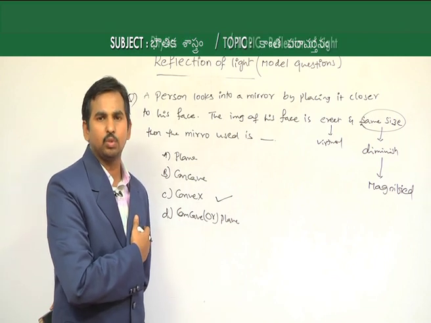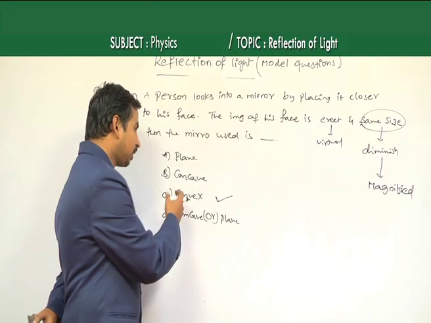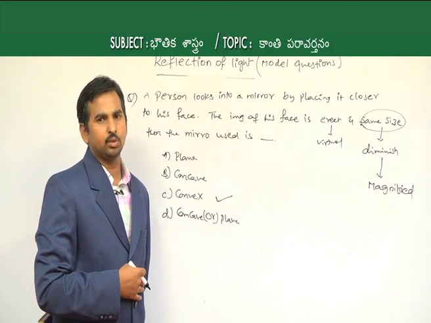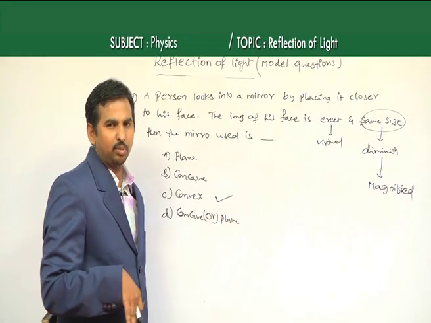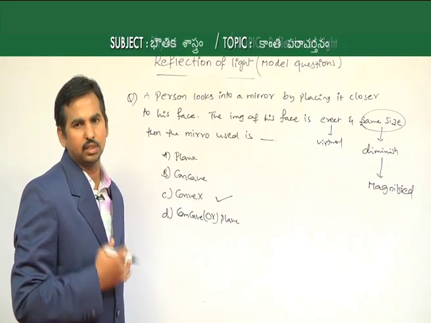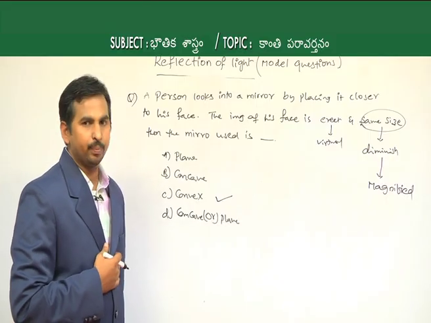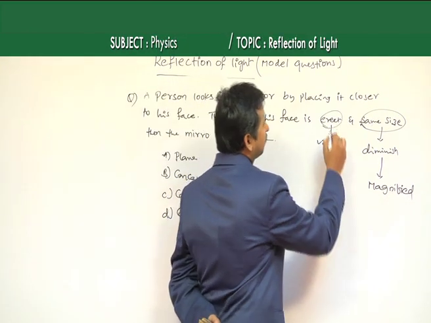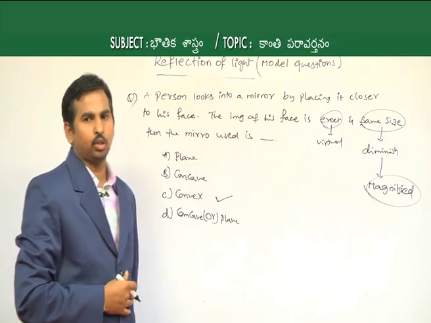A plane mirror always forms a virtual and erect image, but the problem is it forms only same size images. Whereas in the case of a convex mirror, we also have a virtual and erect image, but the size is diminished. So that is why, for the concave mirror, we have a special case where the object is placed between the pole and the focus. There we get a virtual image, which is erect. Not only that, we get a magnified image. So if erect and magnified is given, then we can take that as a concave mirror.